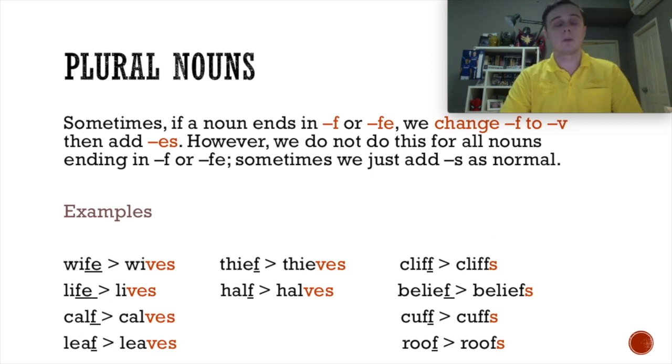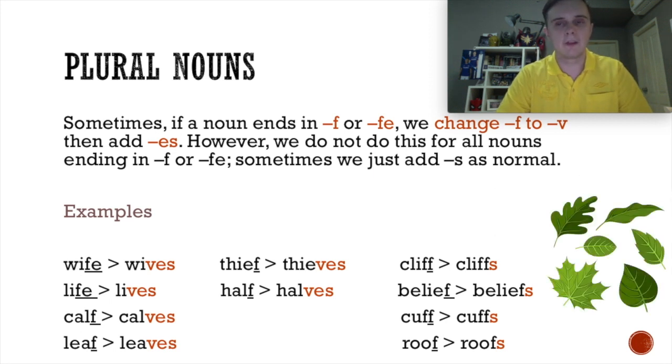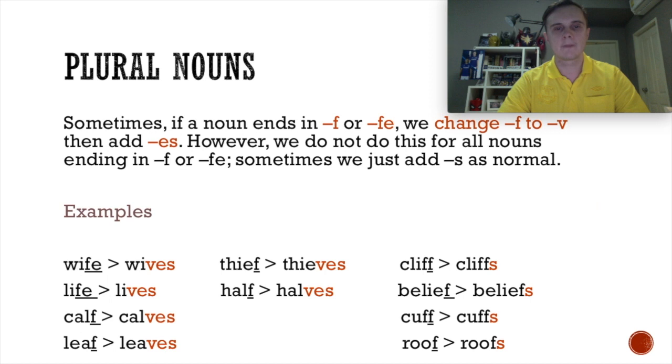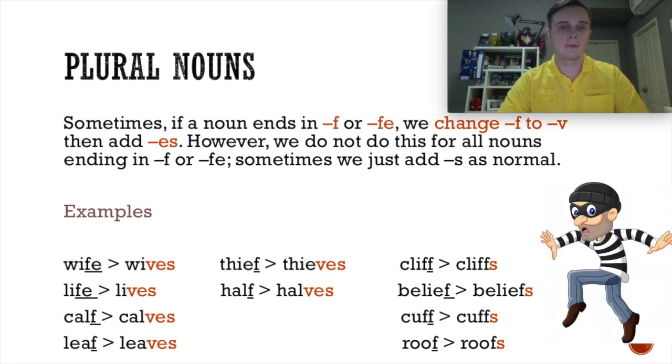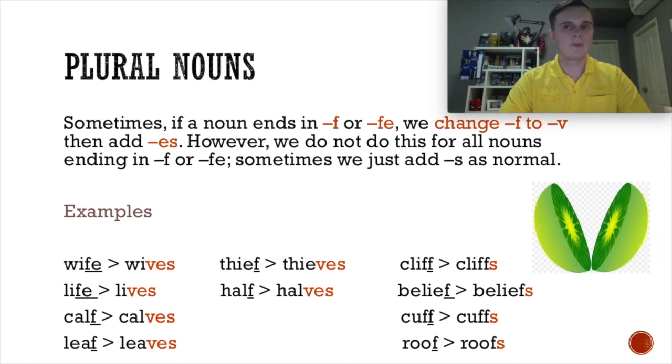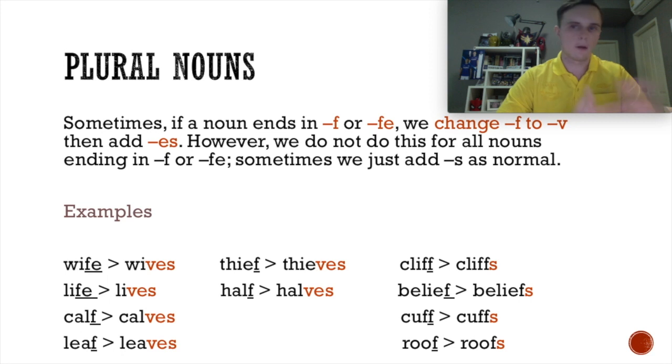And one that you're probably familiar with, leaf. The leaves on a tree. We don't say leafs, we say leaves. L-E-A-V-E-S. A thief, someone who steals something. We change that F to V, E-S. Half, like 2 halves. We again change the F to a V. So those are some that I want you to remember.